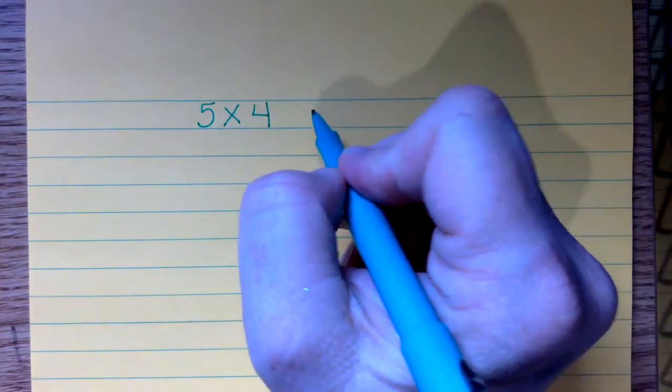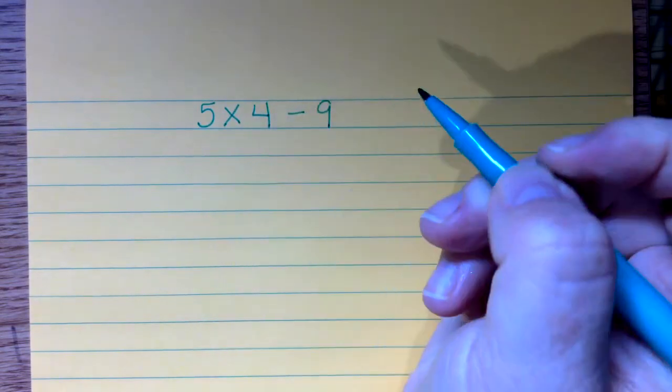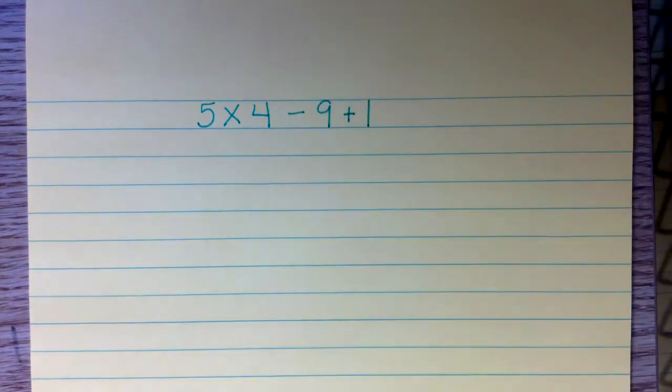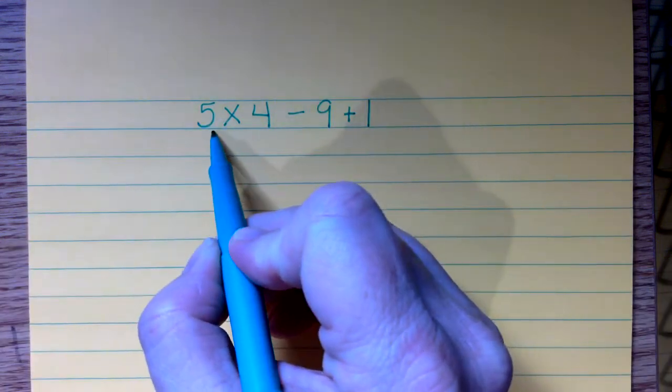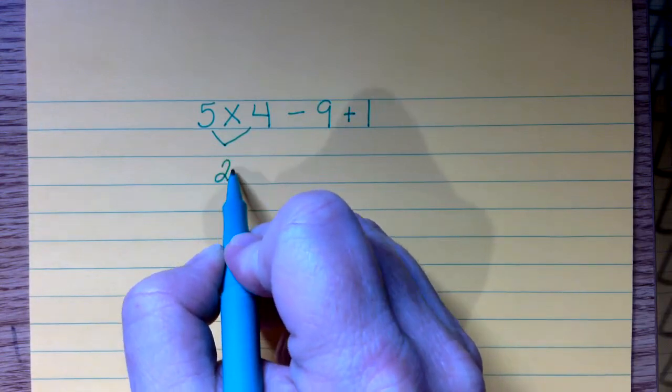Let's do 5 times 4 minus 9 plus 1. Working on this from left to right, we're going to start with 5 times 4 because this is the multiplication and division, and we move from left to right. 5 times 4 is 20.